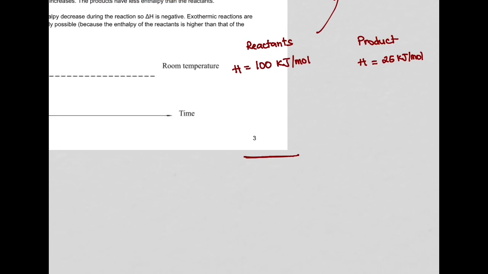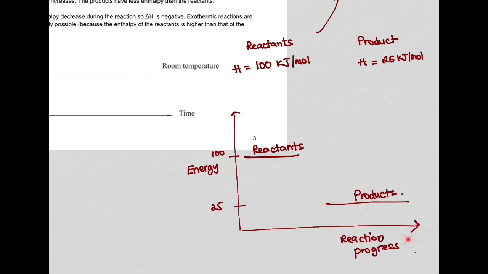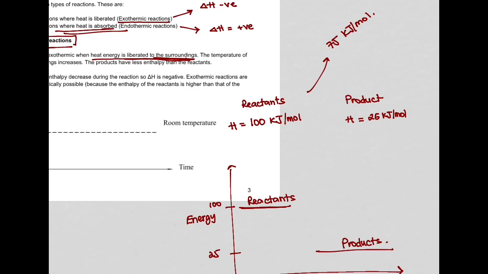which means that the energy level of the system is going to go down. So if this is energy, and here you have reaction progress, you see that the reactants have more energy than the products. Why? Because the energy has been liberated to the surroundings. So enthalpy change will be a drop. So enthalpy change is negative. So there is a drop of 75, so minus 75 kilojoules per mole.